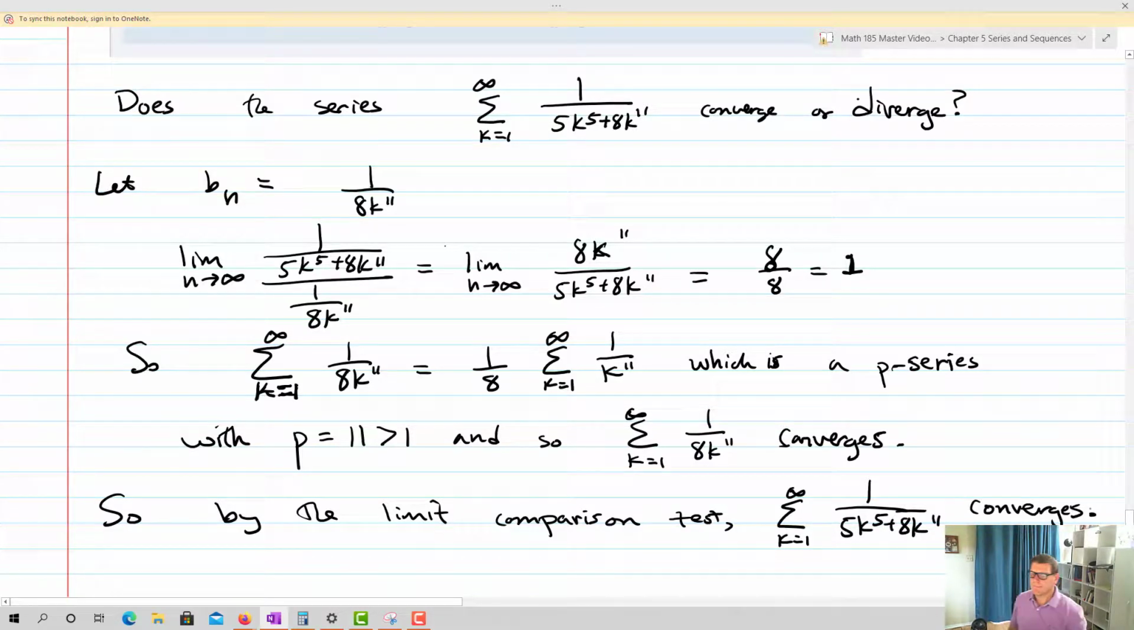Great. So we've actually got our 3 steps here too. We've got 1. We've selected our b sub n, which is 1 over 8k to the 11th. That's just going to take a little bit of scratch work. Then what we do is we show that that limit actually ends up converging to some value not equal to 0 and not equal to infinity, 1. And so that means that we've got to figure out what happens to 1 over 8k to the 11th. Well, since that series actually converges, that tells me that the series that I wanted to test also converges.